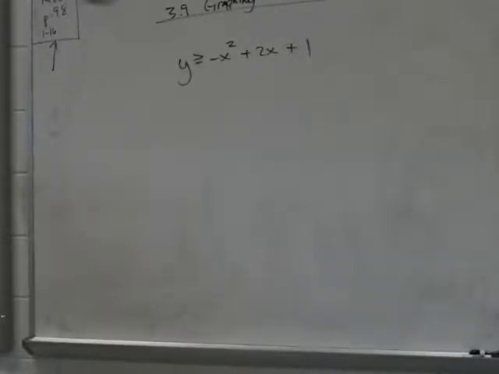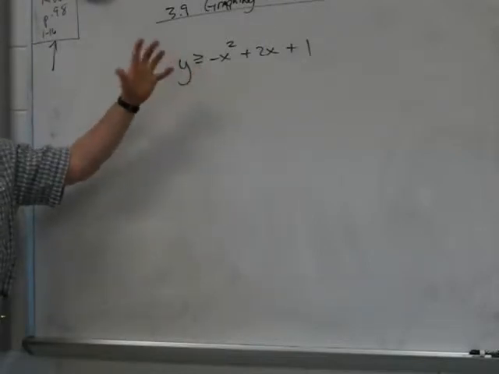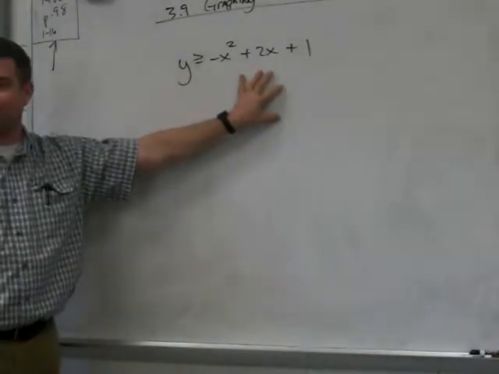Right, here we are, 3.9, graphing quadratic inequalities. Everything is exactly the same as the review that we just did, except for now you see a big inequality symbol there. Okay? So you're going to treat it like an equal sign to begin with. You notice that it's in standard form. What's your first step?